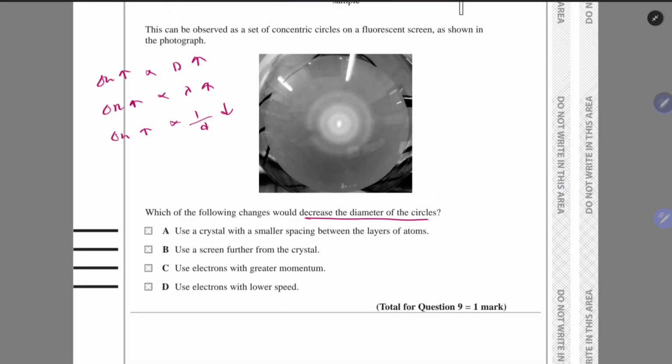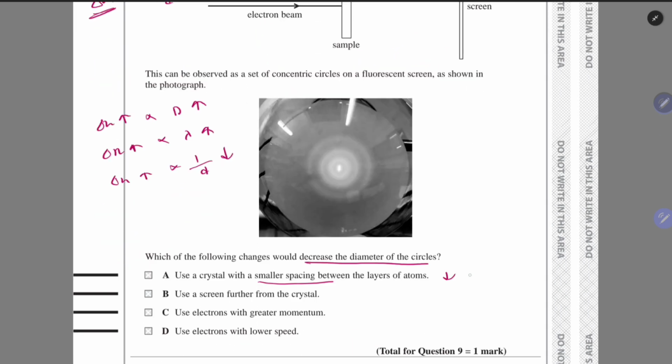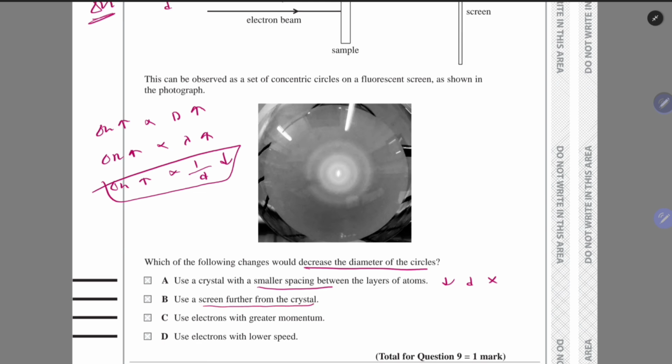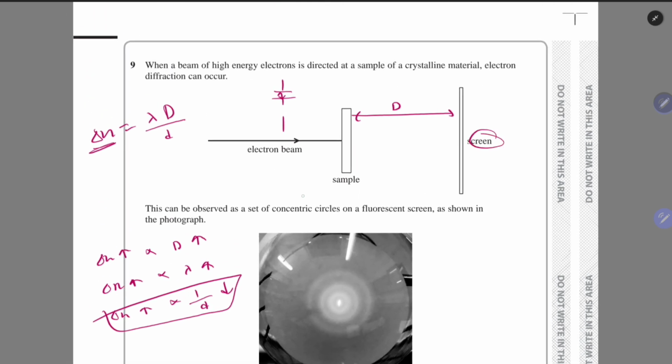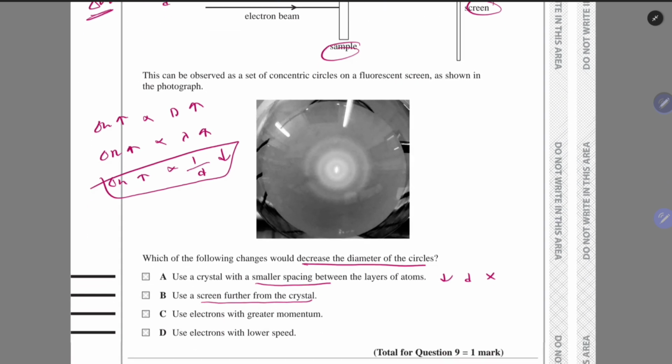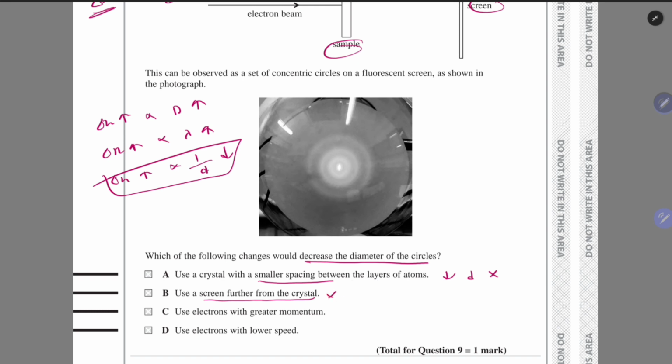Okay, let's see our options here. Use a crystal with smaller spacing between the layers of the atoms. Smaller spacing. Here the small letter d is decreasing, so if that decreases, the diameter will increase, so this is not our option. Use a screen further from the crystal. If we increase the distance, that would increase the diameter as well, so that's not our option.